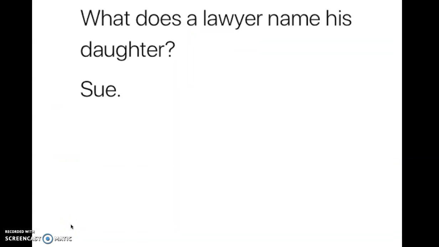Let's start off with the first one here. What does a lawyer name his daughter? Sue, right? So these kinds are often a question and then the answer. Now, part of this, and the reason it shows where your English level is at, is you need to understand the words in the question and the answer typically.